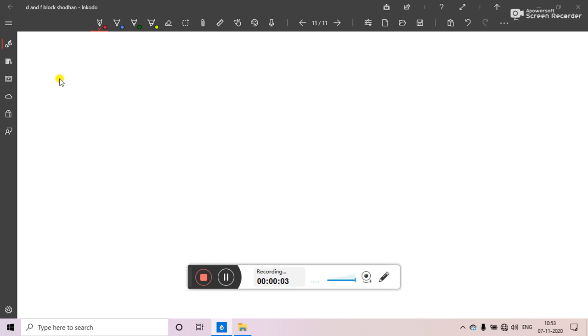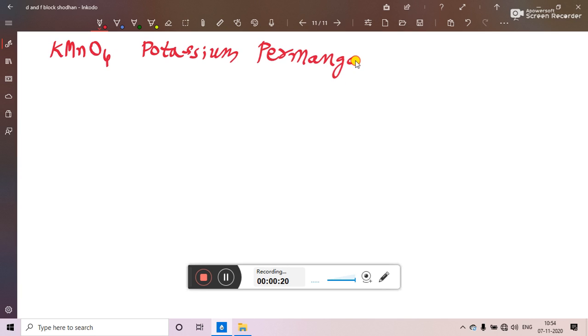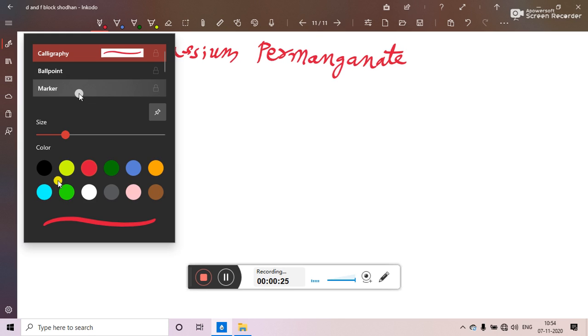Hello students, today we will be studying about KMnO4, potassium permanganate. Potassium permanganate, that is KMnO4, is a violet colored solid. The intensity of violet color decreases when we dissolve it in water. So aqueous solution of KMnO4 becomes purple in color.